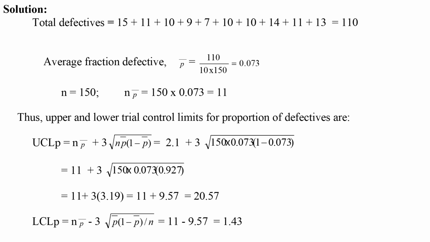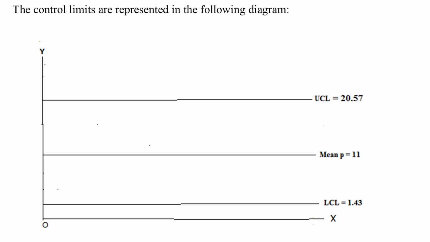Thus, upper and lower trial control limits for proportion of defectives are UCLP equals 11 plus 9.57 equals 20.57. LCLP equals 11 minus 9.57 equals 1.43. The control limits are represented in the following diagram.